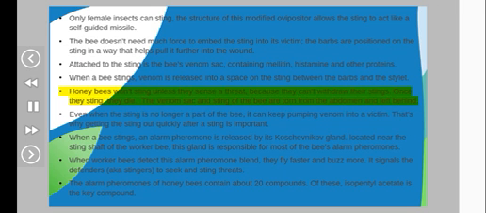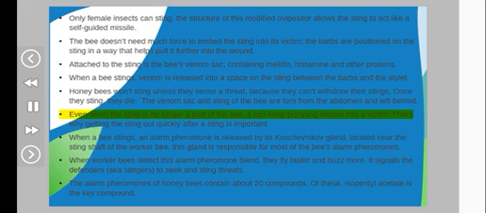Once they sting, they die. The venom sac and sting of the bee are torn from the abdomen and left behind. Even when the sting is no longer a part of the bee, it can keep pumping venom into a victim. That's why getting the sting out quickly after a sting is important.